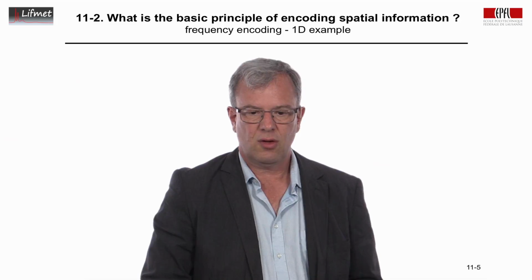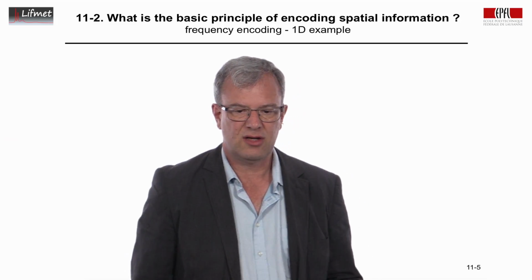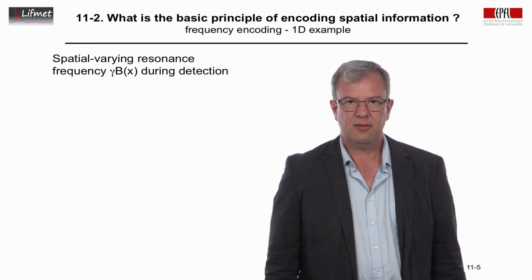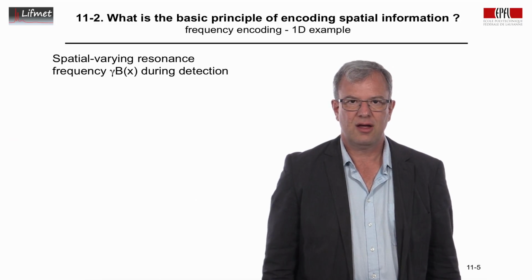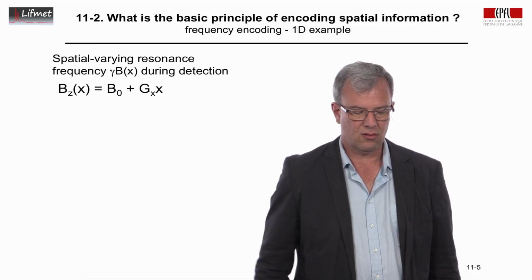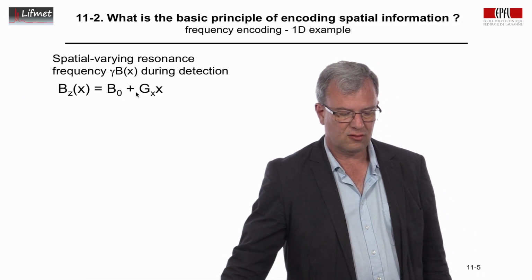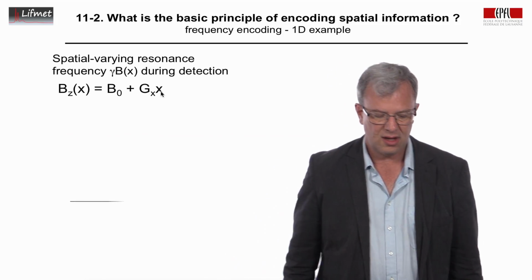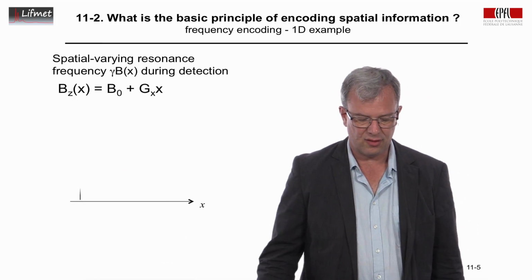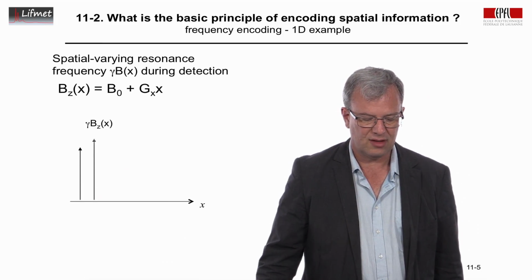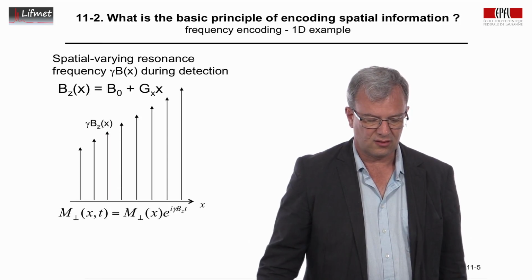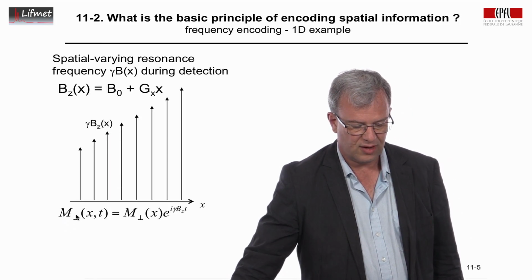So now the question is, what is the basic principle of encoding spatial information? During detection, in the presence of a gradient, we have a spatially varying resonance frequency. So the Z field is equal to B0 plus gamma Gx times x. If we plot this as a function of x, the magnetic field increases, so that's gamma Bz over x.